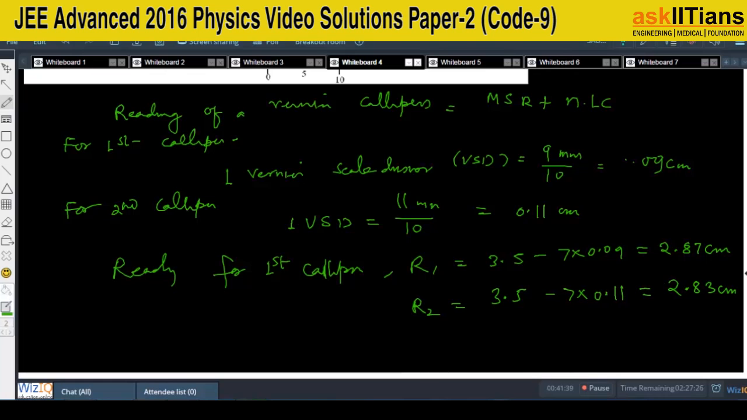So we use the main concept as main scale reading plus vernier scale reading is equal to the reading of the vernier calipers. So this question is very easy, and here we use the concept of least count and vernier scale division, and we just got the answer here.